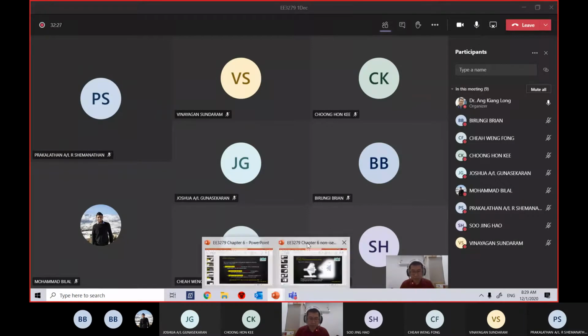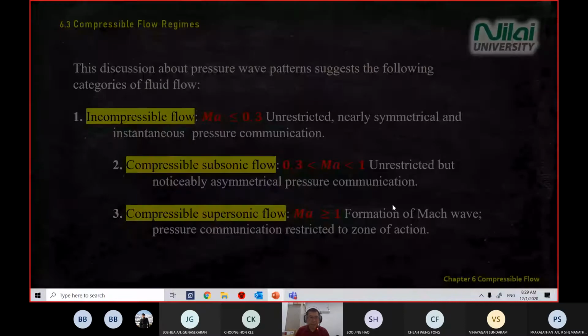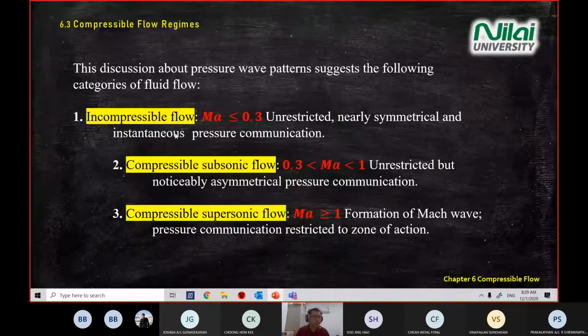Su Jinghao, I just mentioned this slide just now. Okay, I know that this is a very early class. This is very important information. If your Mach number less than 0.3, then you have an incompressible flow, which is you use equation from chapter 1 until chapter 5. So if your Mach number more than 0.3, then chapter 6 equation come into place.